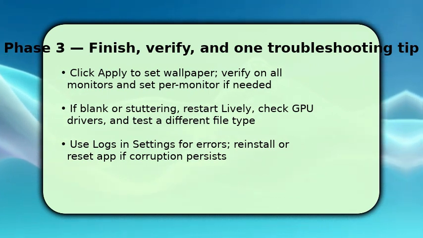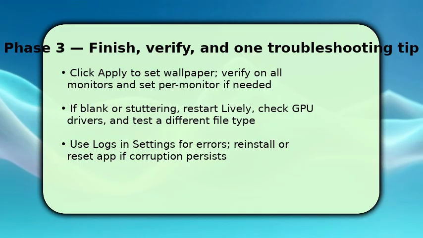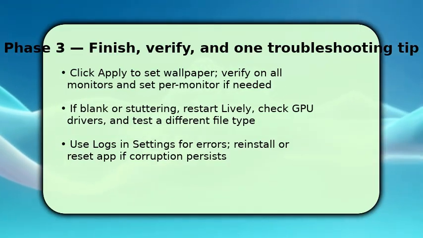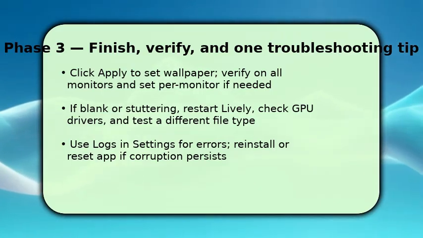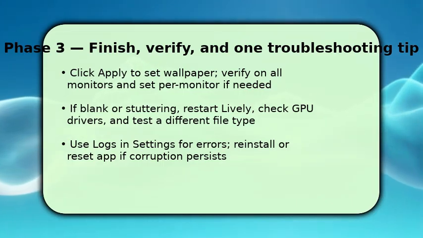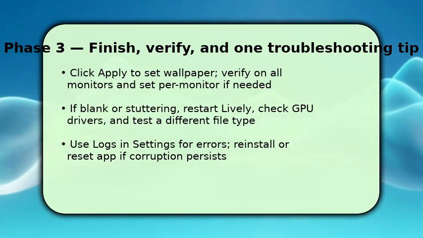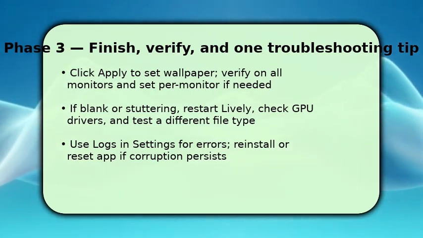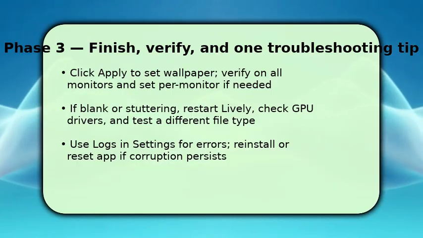If you see a black screen or dropped frames, restart Lively first, then check GPU drivers and hardware acceleration. Those are common causes. Try switching file formats or re-encode the video at a lower bitrate to reduce CPU use. If problems persist, open Lively's logs to identify errors, and as a last resort, reset or reinstall the app to clear corrupted settings.